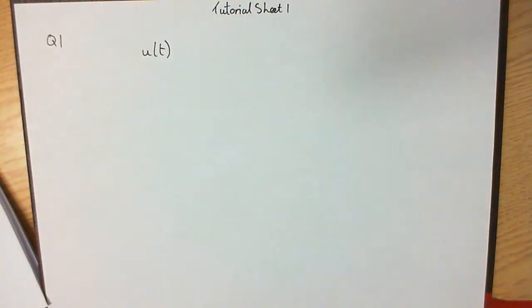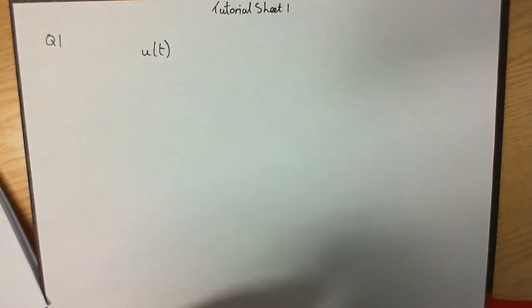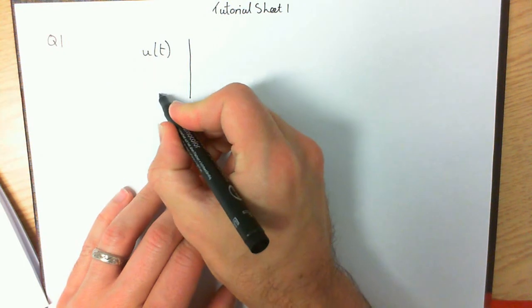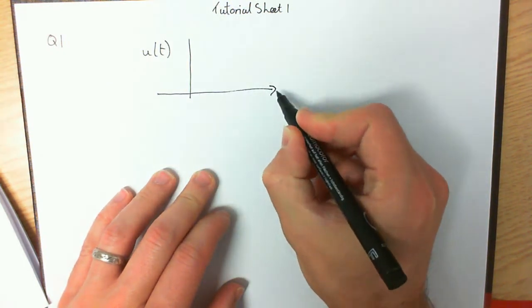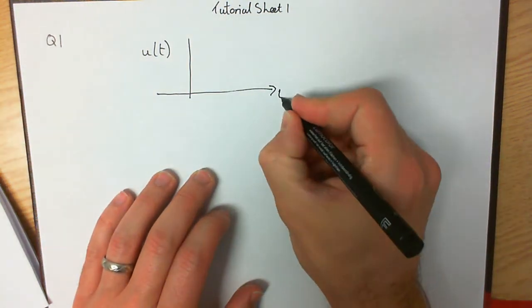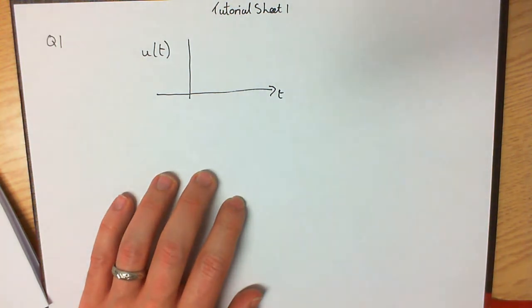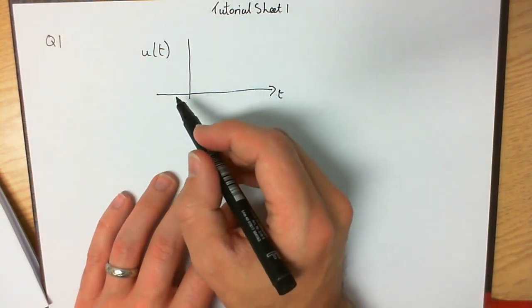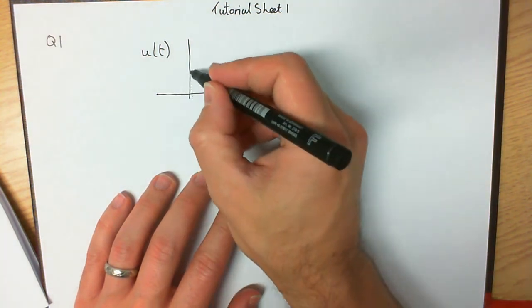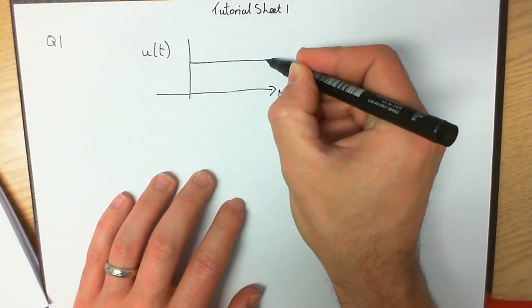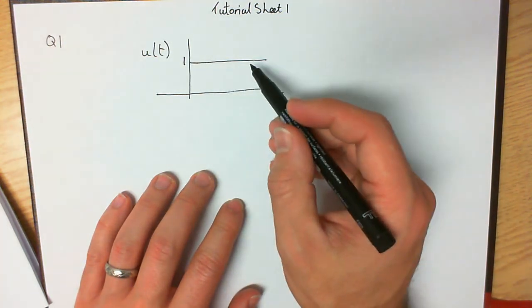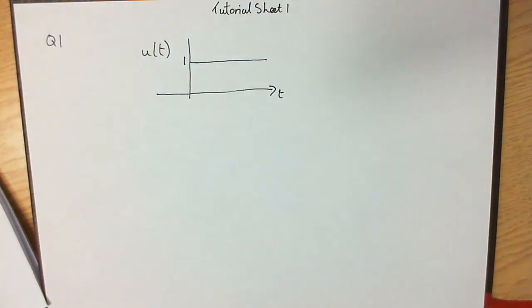So the unit step function is a graph which is a time varying function, which has a value of 0 for time less than 0 and has a unit amplitude for all time. This goes on to infinity, but has a unit amplitude.